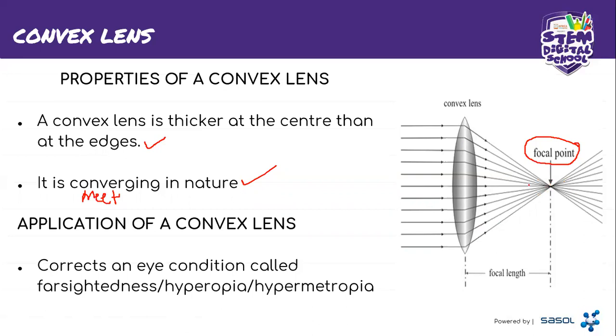So this is converging, and that is why we say a convex lens is converging in nature, because it makes the light rays meet up, and they meet up there at the focal point. So these are properties of a convex lens altogether.